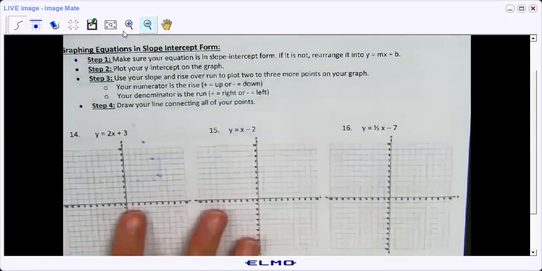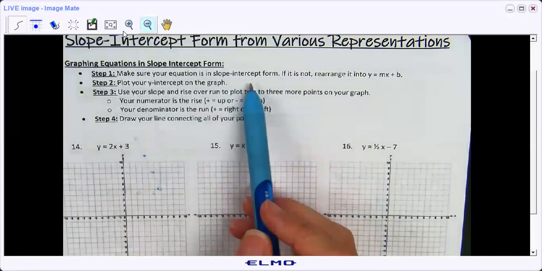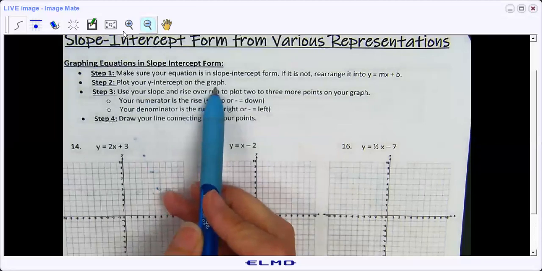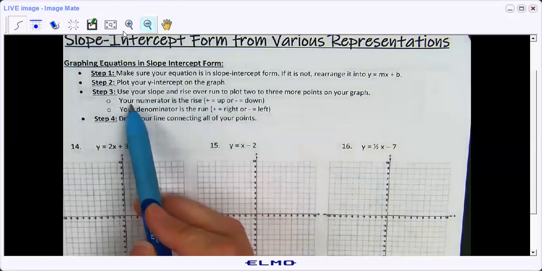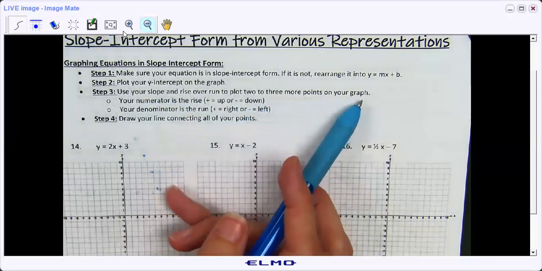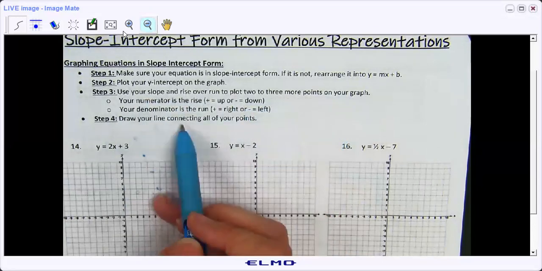All right, so you want to make sure your equation is in slope-intercept form, because if it's not, you have to rearrange it. All the ones on this page, though, are in slope-intercept form, so we don't have to do any rearranging. Step 2, plot your y-intercept. Step 3, use your slope and rise over run to plot 2 to 3 more points on your graph. And step 4, draw your line by connecting your points.